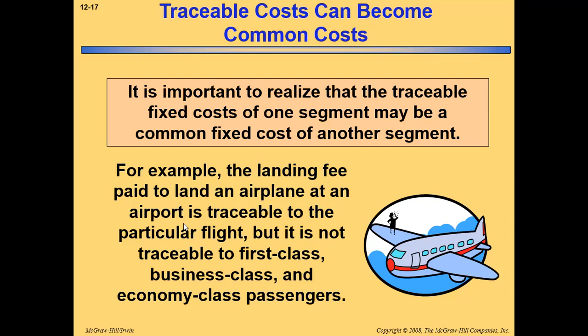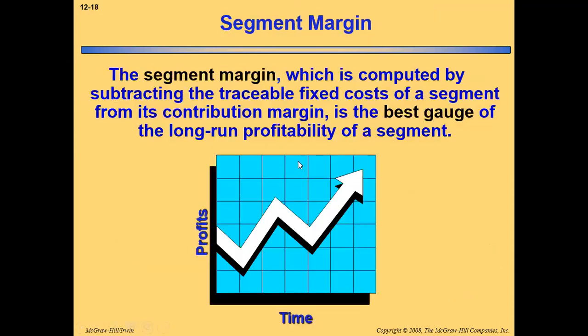Here is an example: the landing fee paid to land an airplane at an airport is traceable to the particular flight, but it is not traceable to first class, business class and economy class passengers. If we give an example, I think you will understand. Let's go to an example. So we will give you an example.